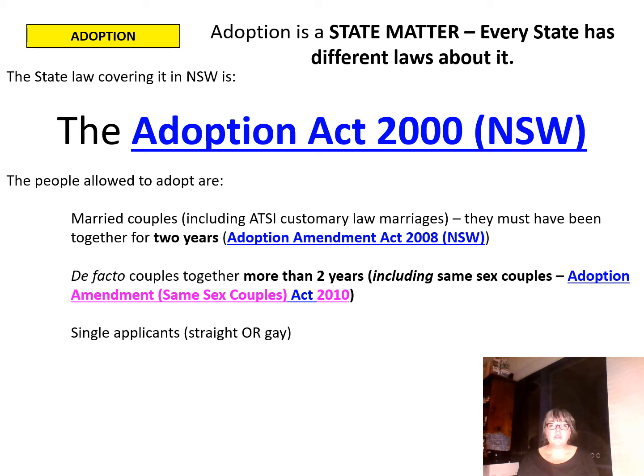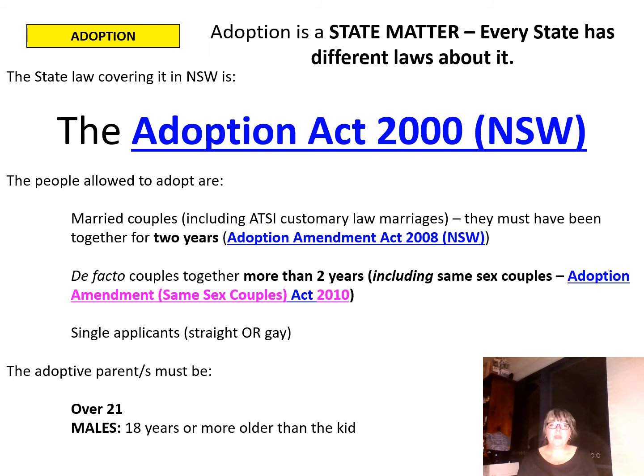Single applicants, whether they be straight or gay, the adoptive parents must be over 21 years of age. Males, there must be 18 years or more of an age difference between them and the child they adopt. And for females, 16 years or more age gap between them and the child. Why the disparity? You can make your own assumptions.